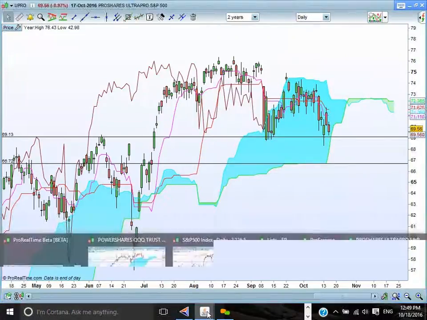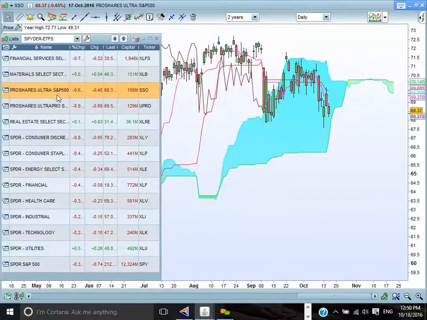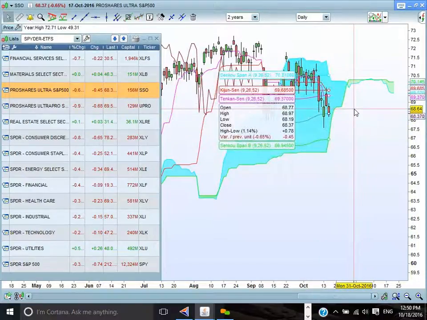And then the 2 times leveraged ETF is the ProShares Ultra S&P 500, and that's just the SSO. You can see the ticker on the top here. Also a similar situation, looking for support at the bottom end of the cloud.